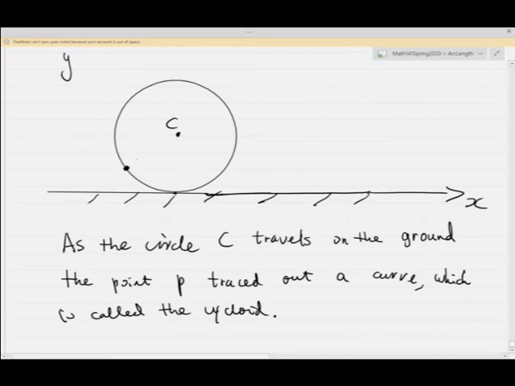So the initial point P is here, and it rotates. P starts from here, then it looks like this.